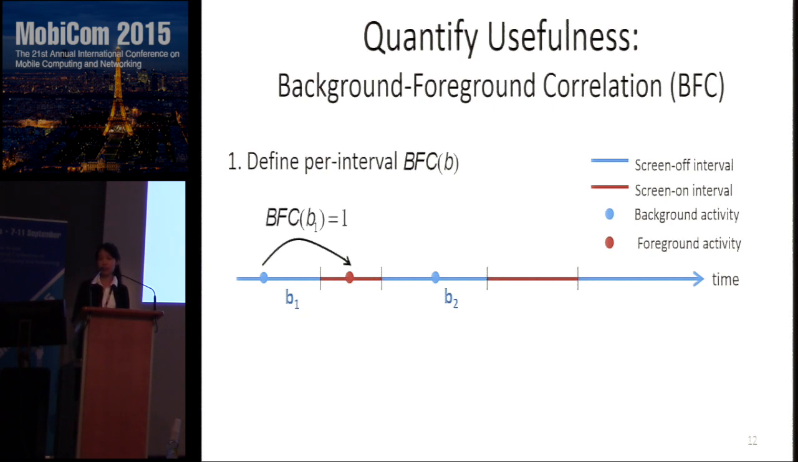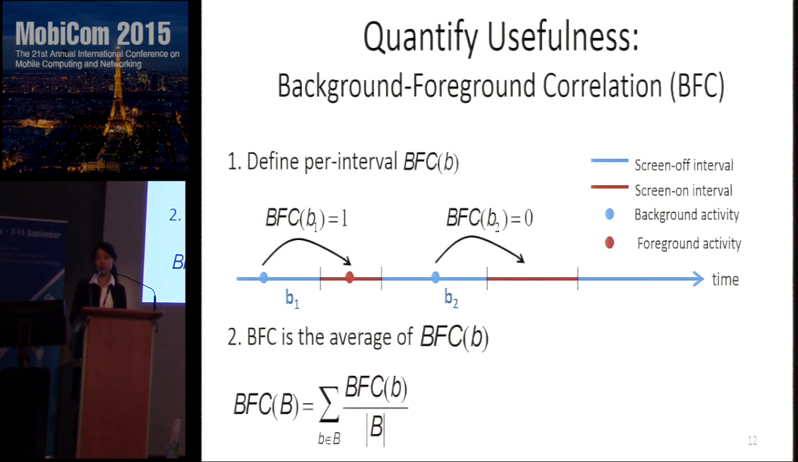Basically, to calculate the per interval BFC, there are only two cases. In the first case, like B1, where the next screen-on interval has some foreground activities happen, then the BFC of B1 will be 1. And in the opposite case of B2, where the next screen-on interval has no foreground activity, then the BFC of B2 will be 0. And the overall BFC is simply an average of all the per interval BFCs.